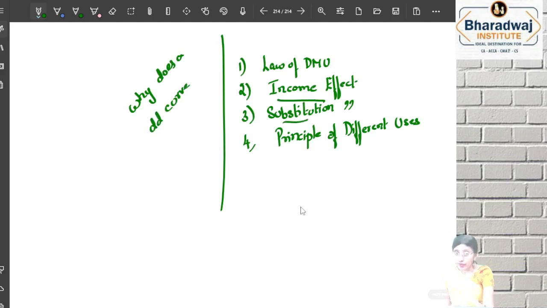Don't bring all effects under exception. That is why I asked this question. I thought Mudit was feeling that along with Giffen and Veblen, these two are also exceptions. They are not. They are concepts but not exceptions. But you began well. You and Nitish both said law of DMU. So why does the demand curve slope downwards?